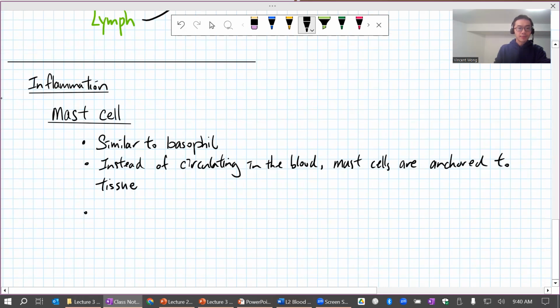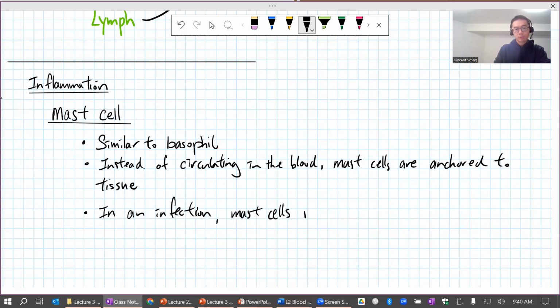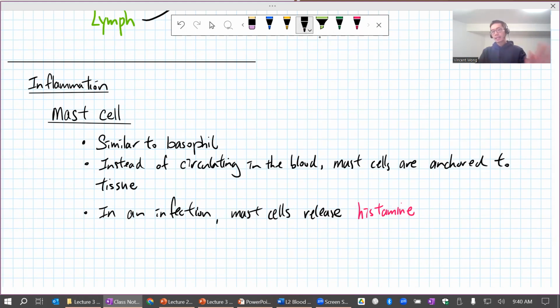And what happens is, in an infection, mast cells release histamine. Okay? And that is the stuff that is responsible for causing the inflammation. Okay? Histamine.